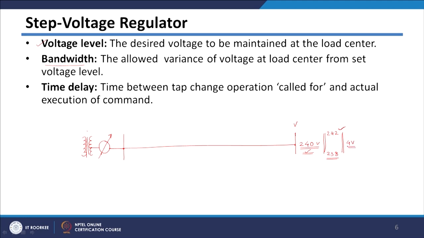Then time delay. When voltage is changing here, it will change with respect to time. Let us say voltage is changing like this. This is your voltage, this is time, this is your lower band on voltage, and this is your upper band on the voltage. Because of a decrement in the load connected at this place, the voltage at this bus is increasing. Let us say voltage is increasing like this, and it is within the band. So, we do not have to worry.